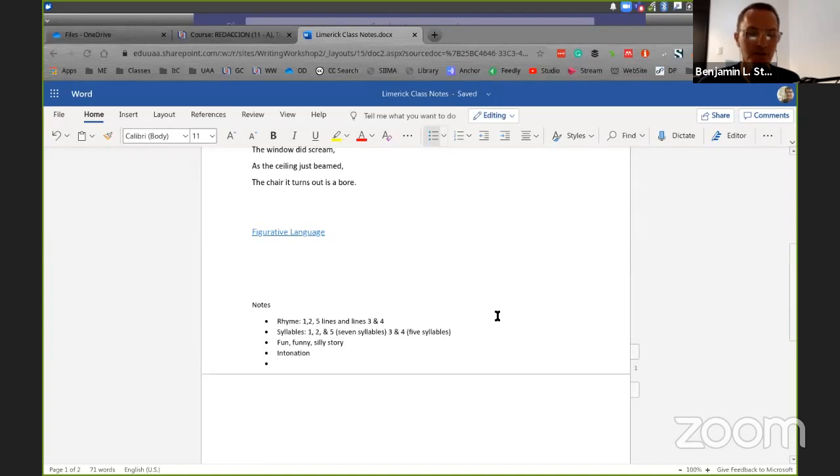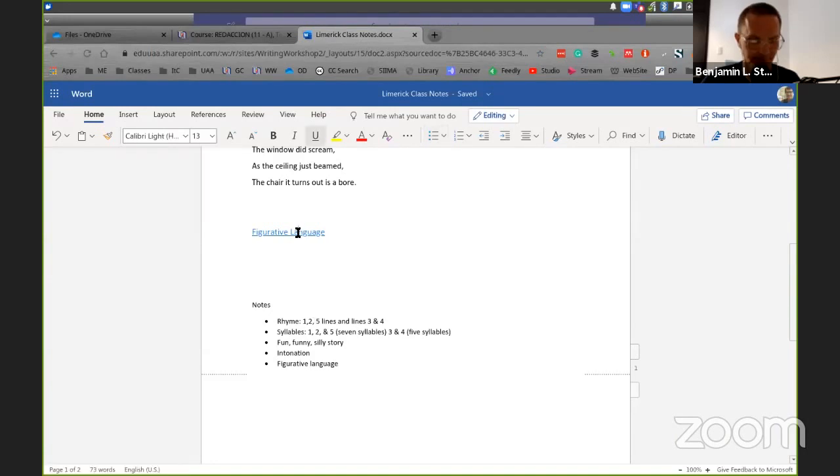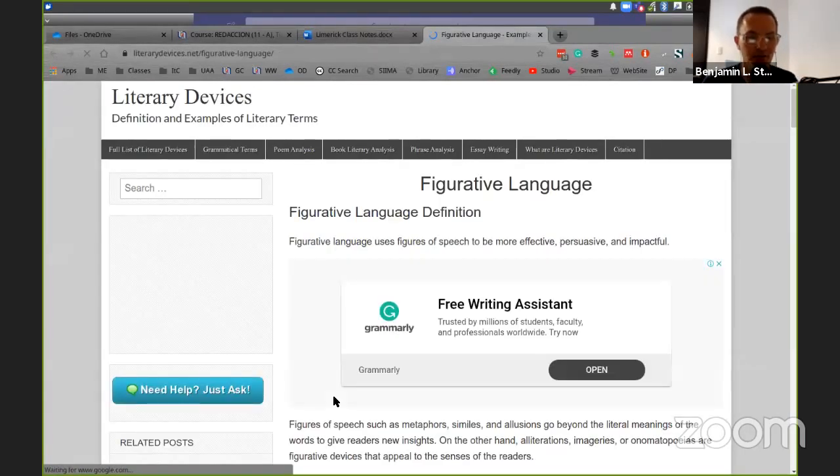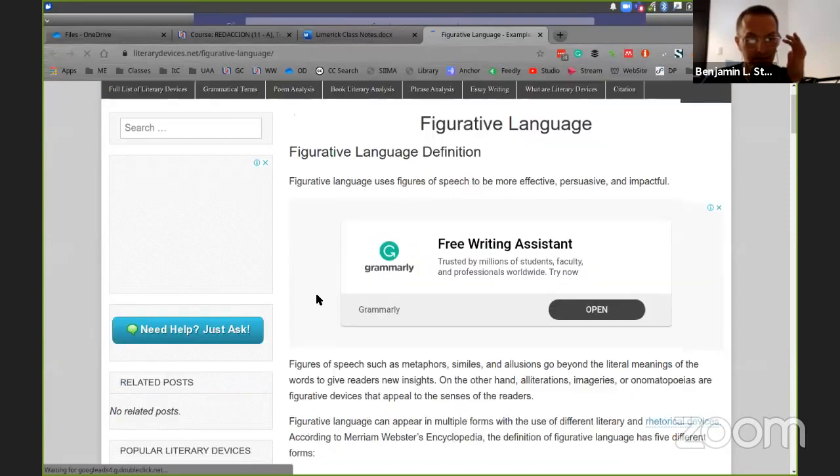Anything else that we need to consider? There's one other thing that we didn't really talk much about yesterday, but we're going to talk about with all the poems, and this is something that's really a part of creative writing, and that is the use of figurative language. Figurative language. So here, let's see if I can go back here. I have a link to a page that we're going to be looking at, and I think it's a really good page for you to review.